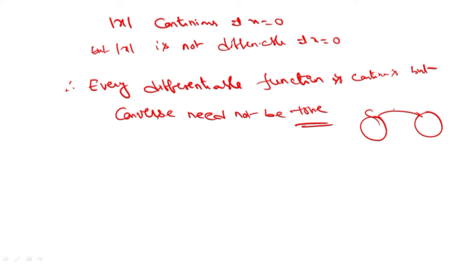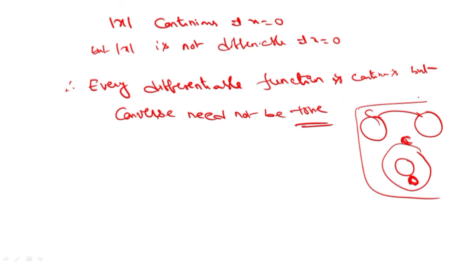Continuous అయితే differentiable అవుతుంది. ఓకేనా? Or you can write like this. This is continuous domain, this is differentiable domain. Every differentiable function is continuous, but converse need not be true. Okay, don't worry about this. This is also a very important point from the exam point of view.